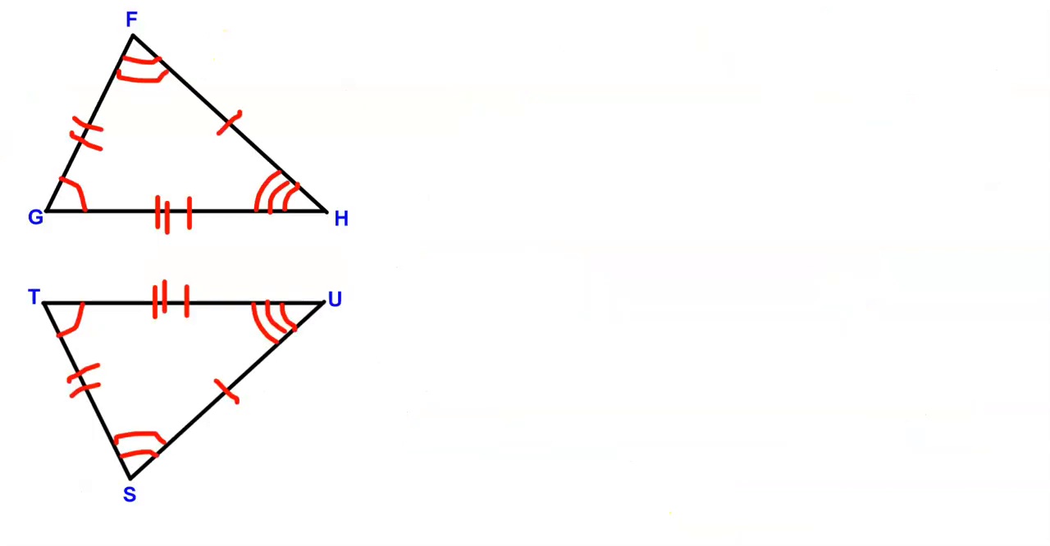So for these first set of figures here, we know that these 2 triangles are congruent and they have their corresponding parts marked as congruent. So go ahead, pause the video, name these 2 congruent figures, and then name their corresponding parts.